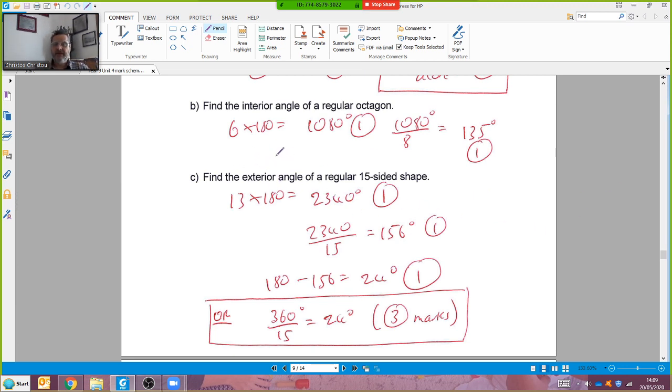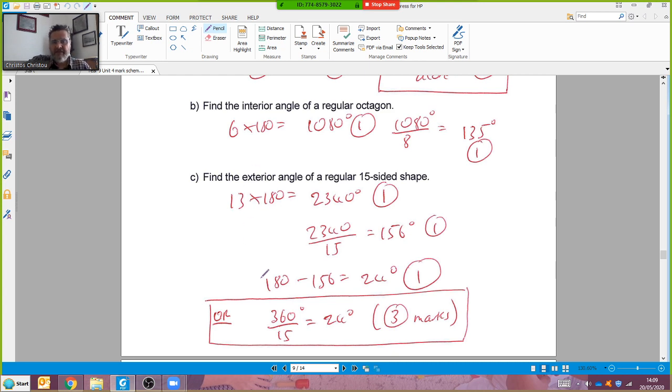If I want to find out one of the interior angles, I must divide that by 15. So the interior angle of a regular 15-sided shape, which probably has a name, is 156 degrees. To go exterior, you take this away from 180, and that will give you, excuse me, 24 degrees. Now, 3 marks for that because there's 3 steps.